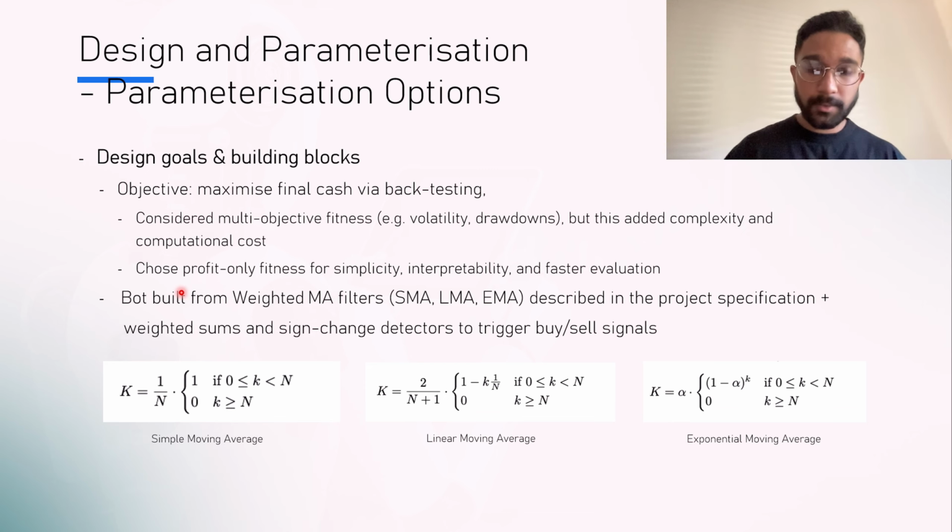So for our bot, we simplified the fitness function to focus purely on final profit, measured by the cash balance of the backtesting. This gave us a clean, single-objective optimization target and reduced the evaluation time.